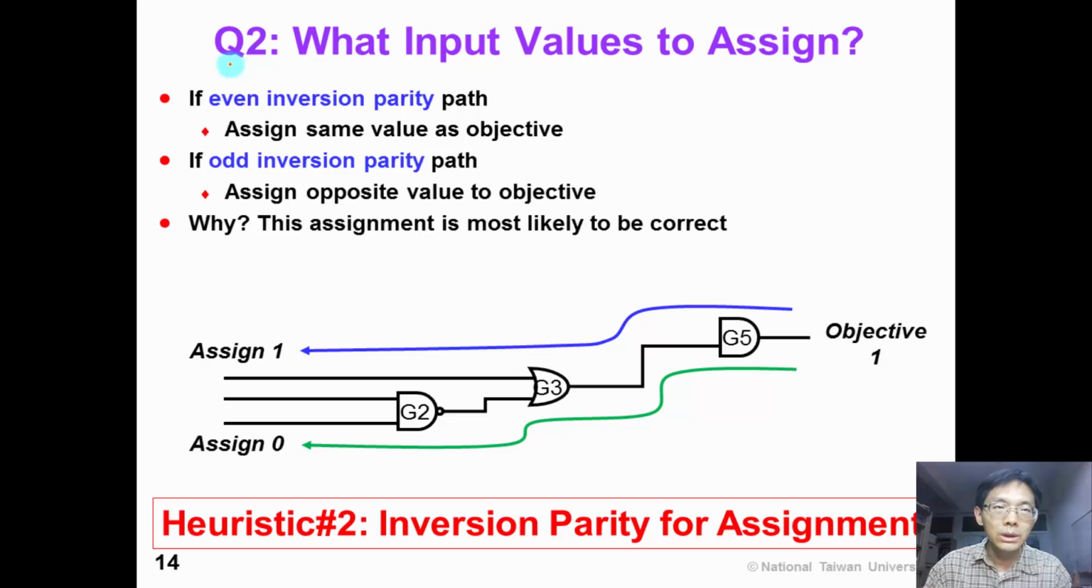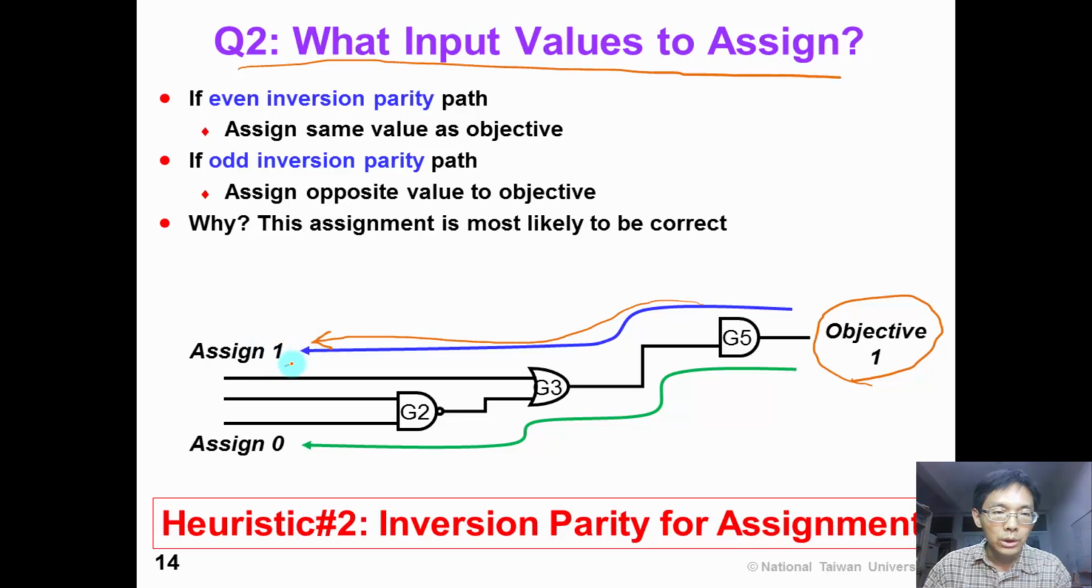The second question we need to answer is, what values do we assign to achieve the objective? The PODEM algorithm proposes to keep the inversion parity along the backtrace path. Suppose the objective value is 1 and we backtrace along the blue path. We would assign a logic 1 here because this is an even inversion parity and we can assign the same value as the objective value.